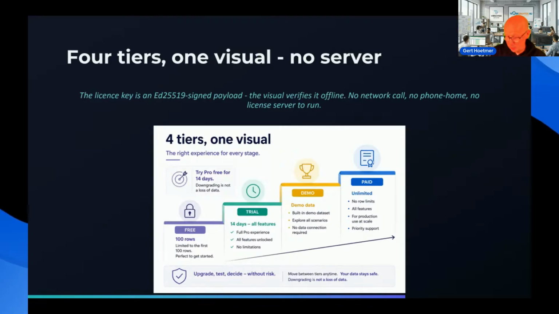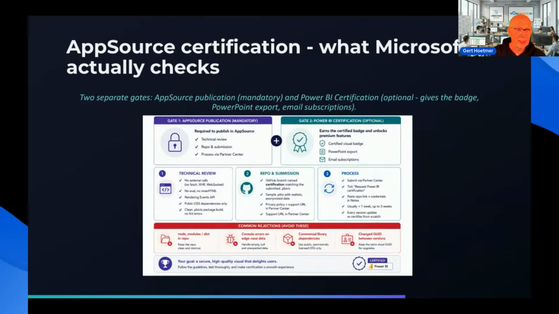So this is about the tiers indeed that I created. And then, of course, the App Source certification. So that was kind of a two-step approach. The first step was creating the visual, making sure that everything was working and that it was based on the requirements of Microsoft. The documentation was really helpful. And that was the first contact point with Microsoft to get that at least in the App Source.